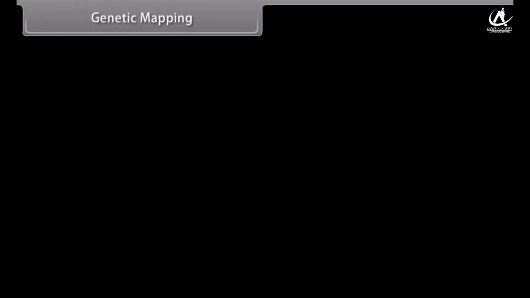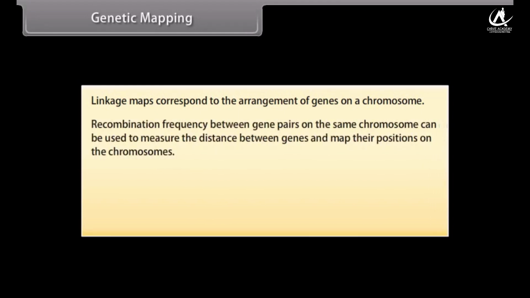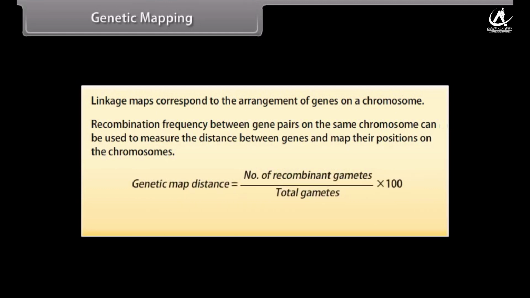Genetic mapping. Linkage maps correspond to the arrangement of genes on a chromosome. Recombination frequency between gene pairs on the same chromosome can be used to measure the distance between genes and map their positions on the chromosomes. Genetic map distance is equal to the number of recombinant gametes upon total gametes, into 100. Genetic map distance is measured in centimorgans.